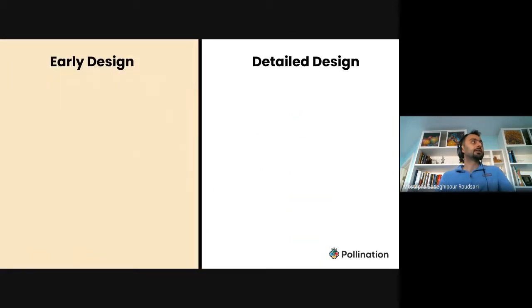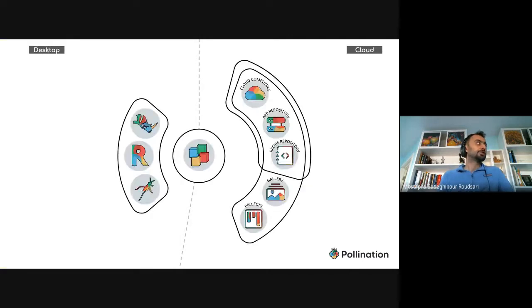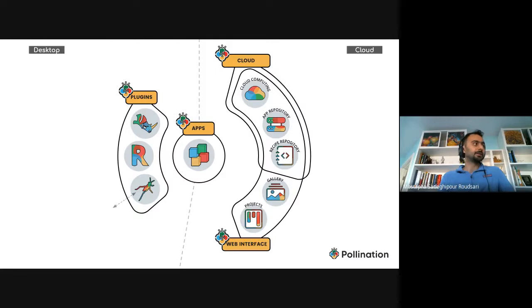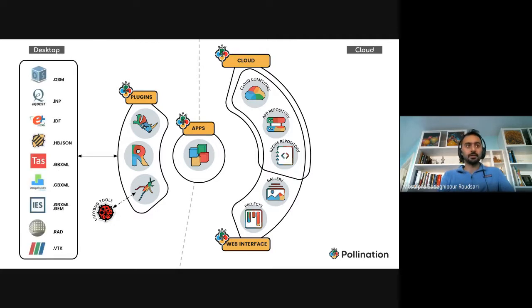A few things that we also want to resolve here is we want to provide a tool for you that is available in early design and detailed design, a tool that is used by architects and engineers. So to make that happen, we had to develop several technologies. We have cloud computing and web interface. We have CAD plugins. We have Pollination Apps in the middle. Our Grasshopper plugin works with Ladybug Tools. Our CAD plugins export to several tools out there that you can use outside the Pollination ecosystem.